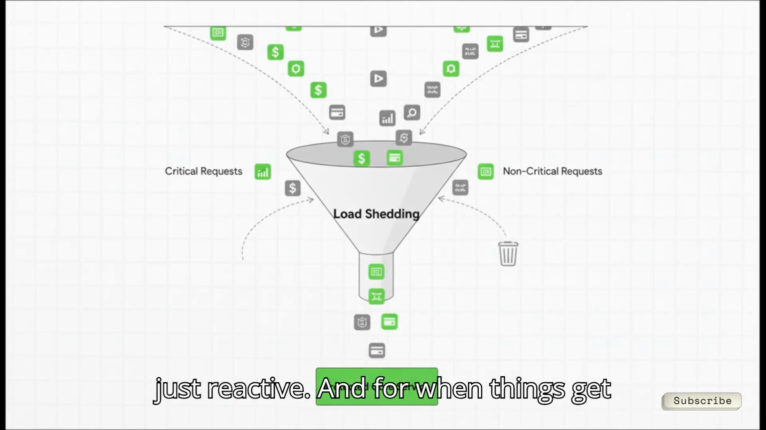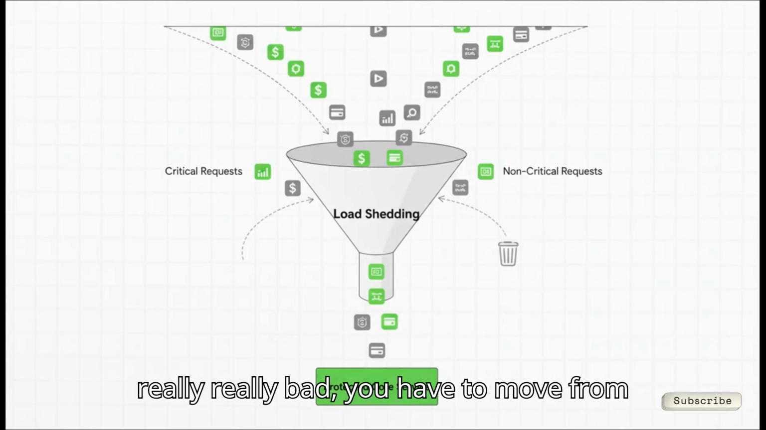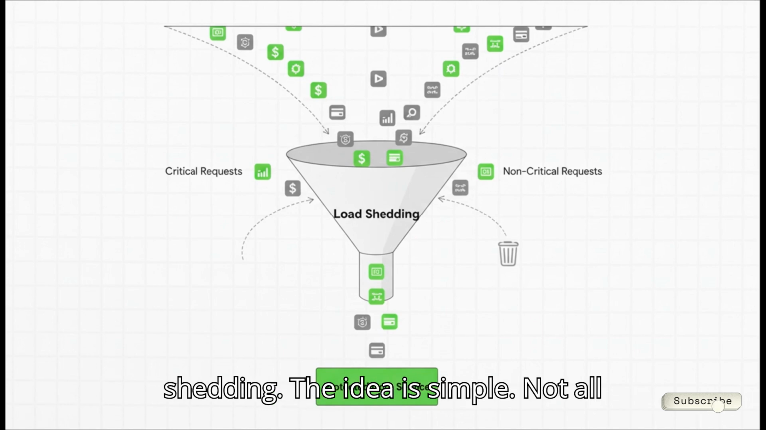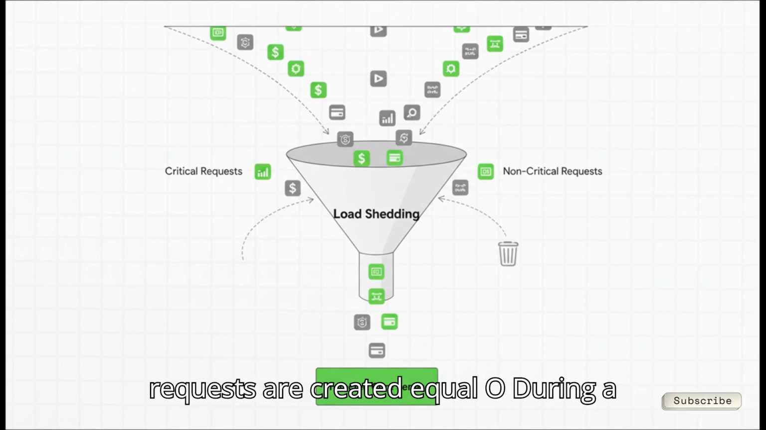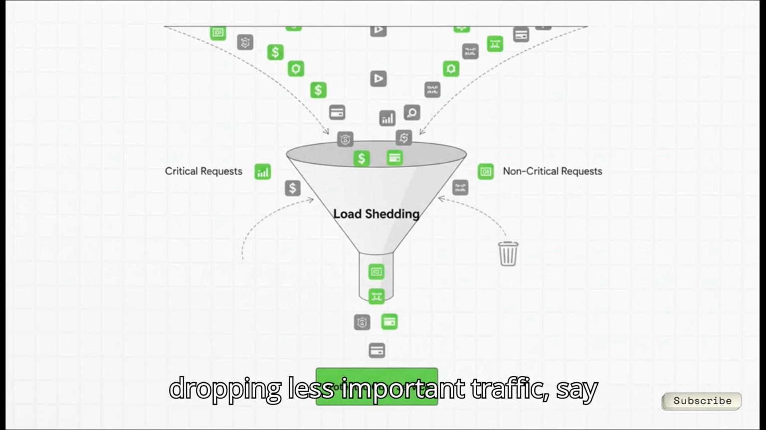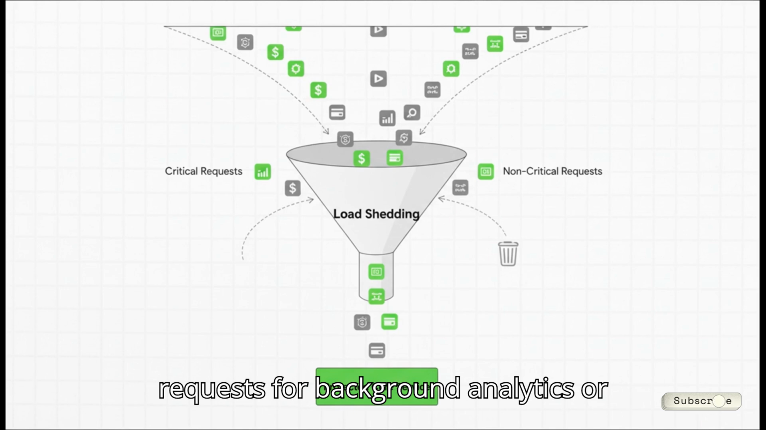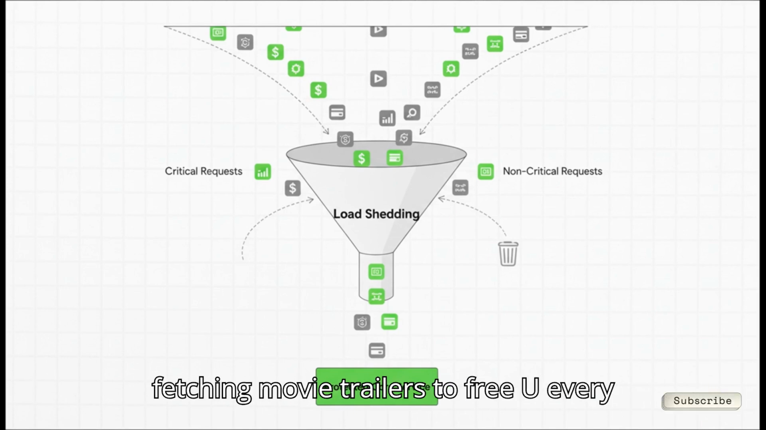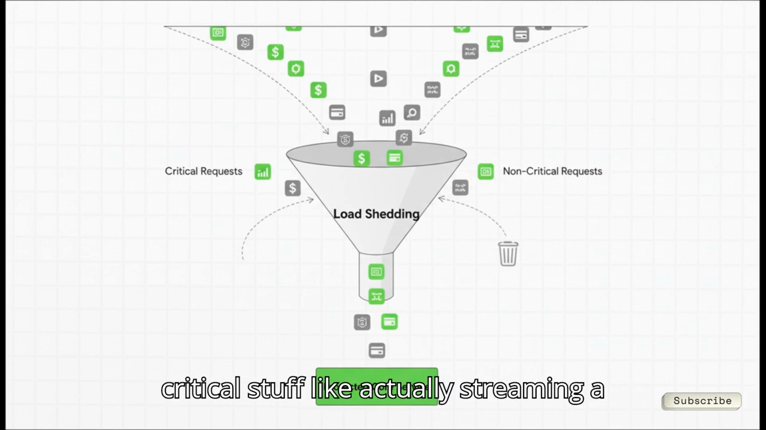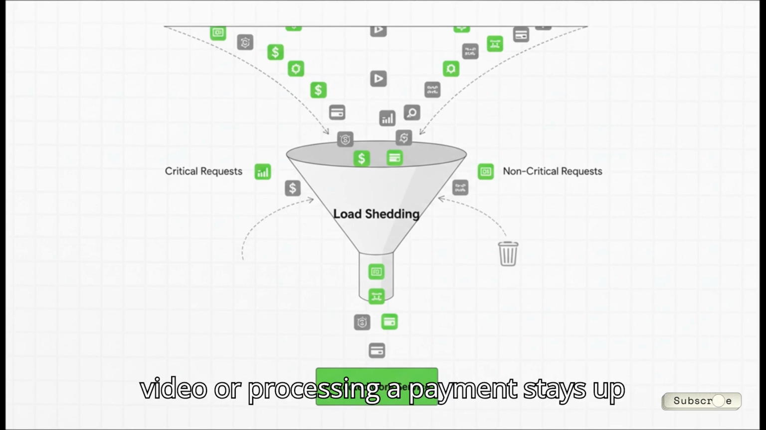And for when things get really, really bad, you have to move from just limiting traffic to actively load shedding. The idea is simple. Not all requests are created equal. So during a major outage, you can start intentionally dropping less important traffic, say requests for background analytics or fetching movie trailers, to free up every possible resource to make sure the critical stuff, like actually streaming a video or processing a payment, stays up and running.